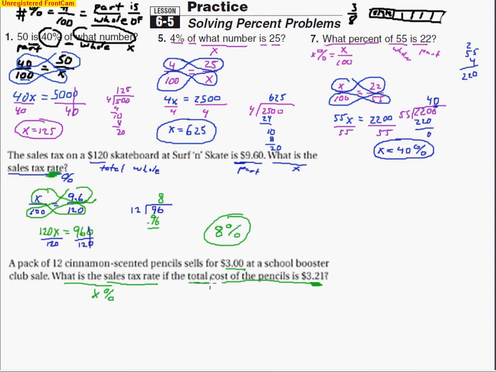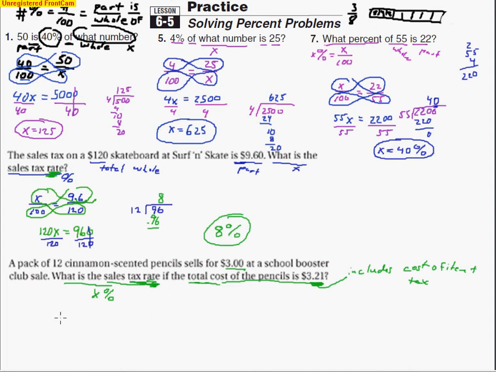Yes, the total cost is this amount, but this includes something. The total cost of the item includes the cost of the item, plus it also includes the tax. So there's 2 components here. And so what they want to know is the tax rate. Okay, that's important. So let's go ahead and try setting up our problem.